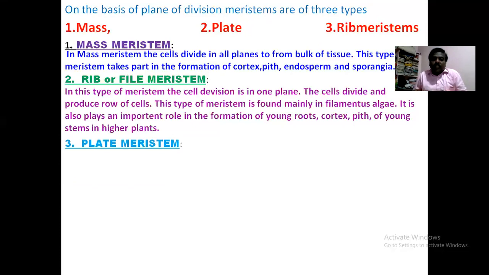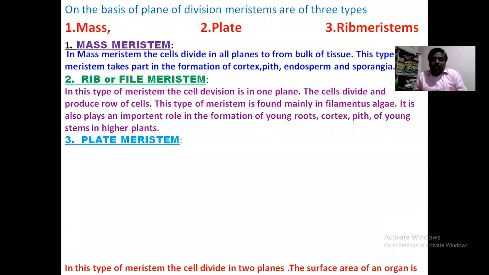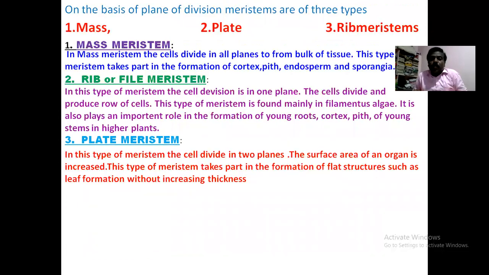Third one, plate meristem. In this type of meristem, the cell divides in two planes. The surface area of an organ is increased. This type of meristem takes part in the formation of flat structures such as leaves, without increasing thickness. Each cell is divided in two planes.